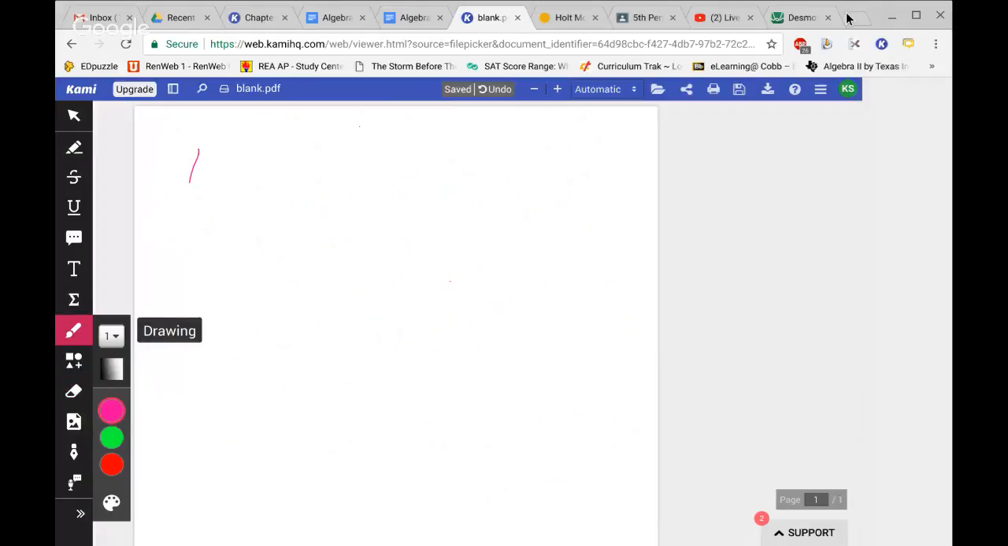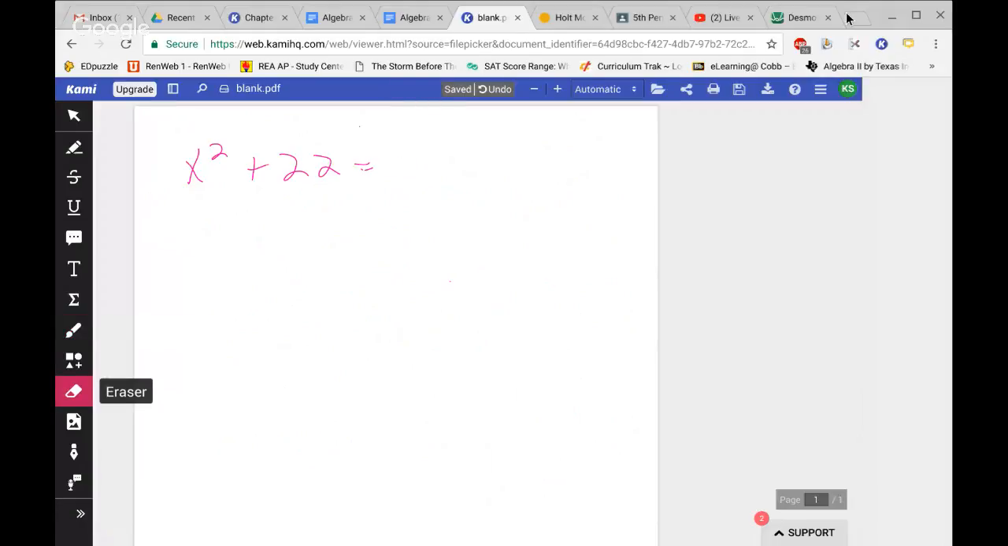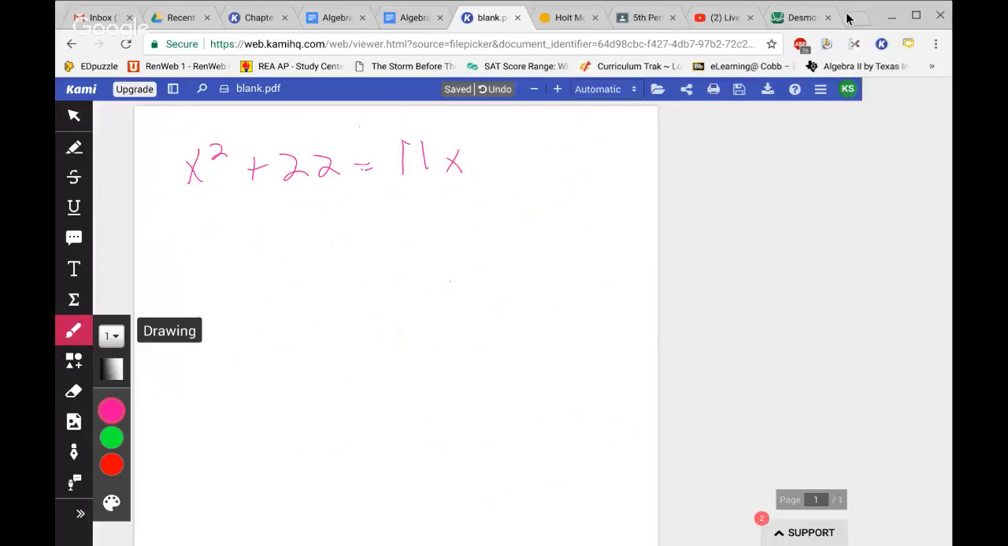X squared plus 22 equals 11x. Oops. So in order to get it in standard form, I'm going to subtract the 11x from both sides. And that's going to give me x squared minus 11x plus 22 equals 0. So my A is 1. My B is negative 11. And my C is 22.